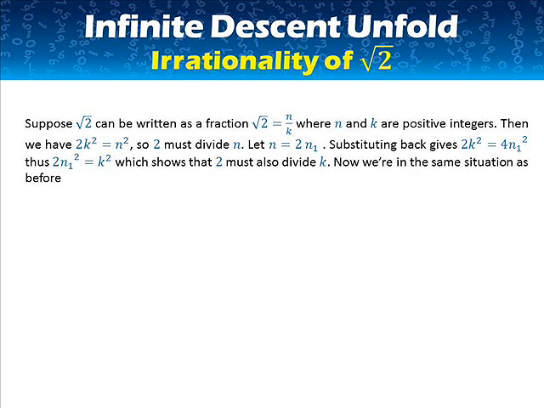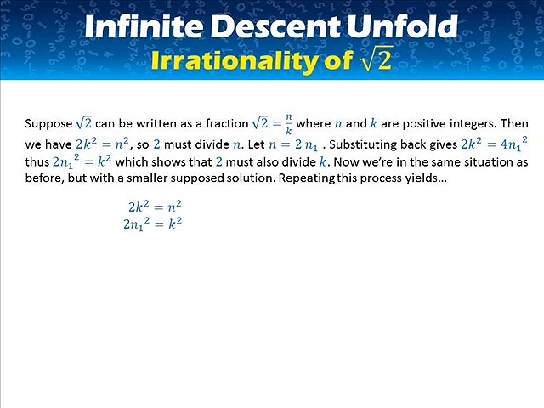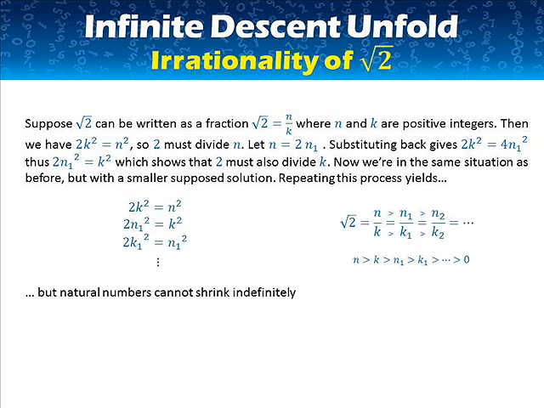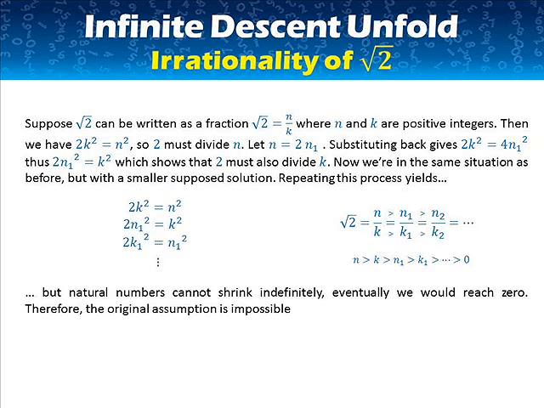Now we are in the same situation as before, but with a smaller supposed solution. Repeating this process yields a descent with smaller numerators and denominators. But natural numbers cannot shrink indefinitely. Eventually, we would reach 0. Therefore, the original assumption is impossible, and the square root of 2 cannot be rational.